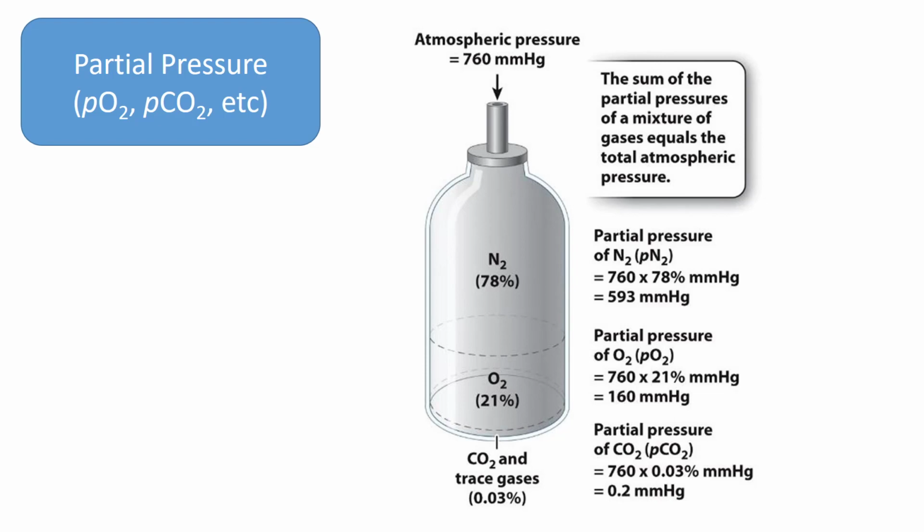So let's take a look at the partial pressure of oxygen. At sea level, atmospheric pressure is approximately 760 millimeters of mercury. Oxygen makes up approximately 21% of the gases in air. Thus, oxygen in the atmosphere exerts a partial pressure of about 160 millimeters of mercury. For O2 to diffuse from the air into cells, the partial pressure of O2 inside the cells must be lower than the partial pressure of oxygen in the atmosphere.